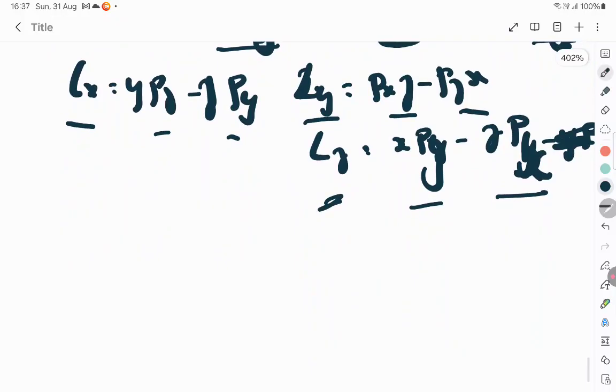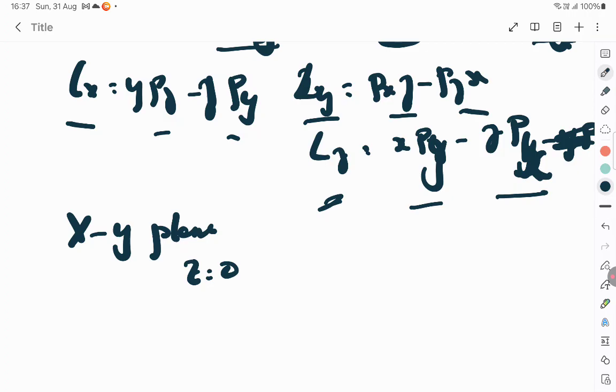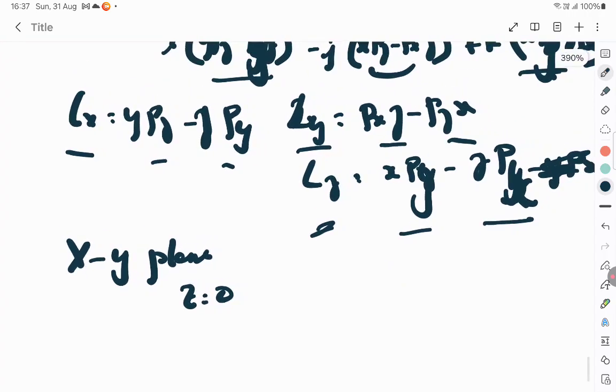Remember that. Okay. So in this case, if the particle is constrained to move in an xy plane, when the particle is moving only in an xy plane as given in the question, z will always be 0. If the particle is constrained to move only in the xy plane, then z is equal to 0 and pz is equal to 0. Wherever pz is, it's going to become 0.